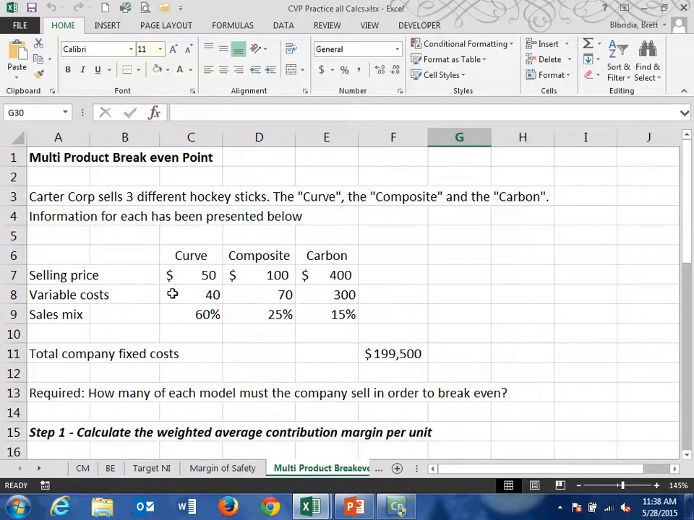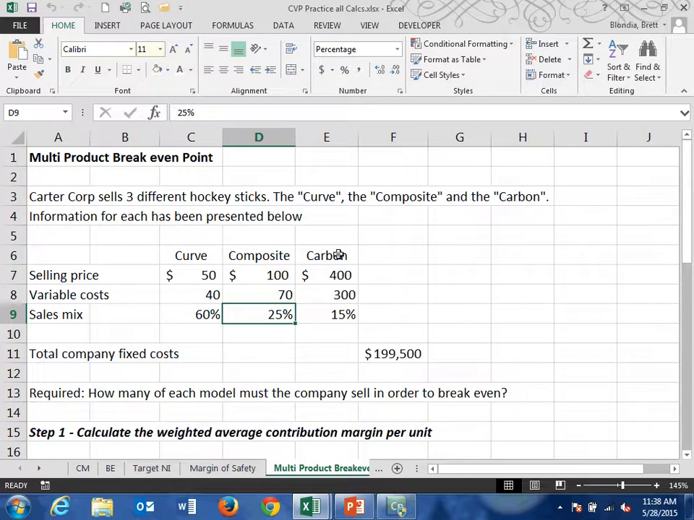So multi-product break-even point. Carter Corp sells 3 different hockey sticks. We've got the curve, the composite, and the carbon. Information for each of the sticks has been presented below. So the selling price of the curve stick is $50. It has variable costs of $40 and a sales mix of 60%. Okay, the composite has a selling price of $100, variable costs of $70, and a sales mix allocation of 25%.